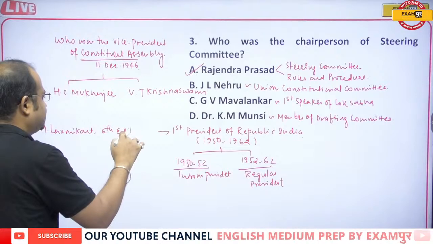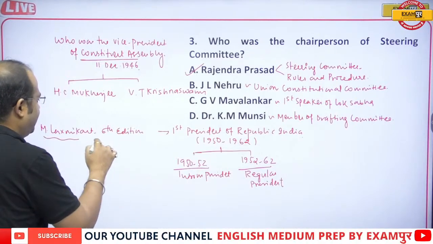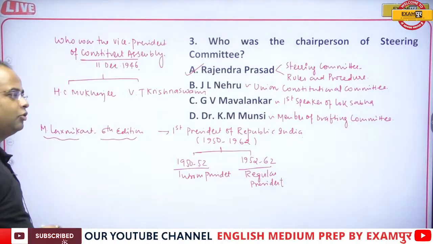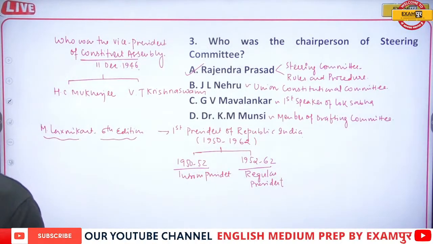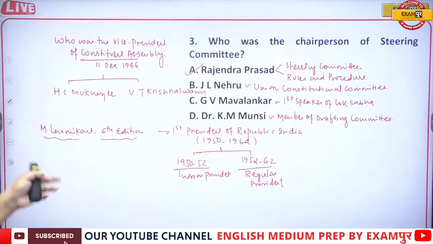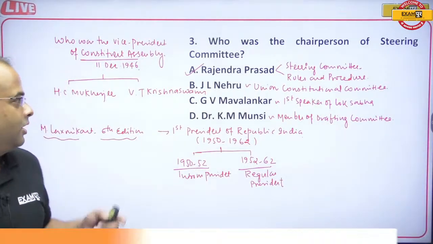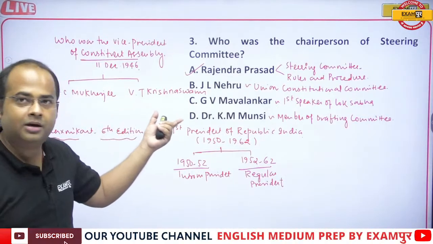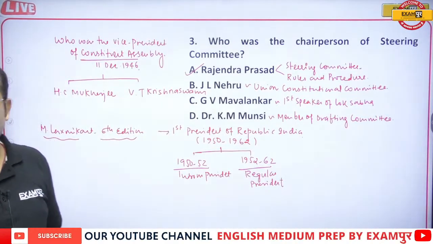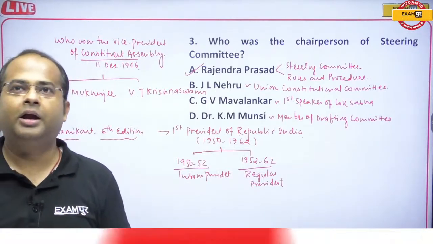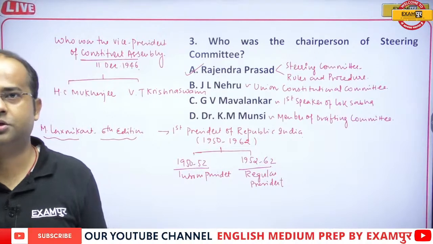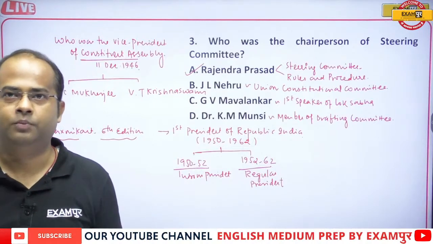6th edition, that is the latest one. There I have read, because in the 5th edition only H.C. Mukherjee was mentioned, and if you read the 6th edition of M. Lakshmikant, there I got the information that there were two vice presidents. One was H.C. Mukherjee and second was V.T. Krishna Swami. So you can note down both the names, because it may be asked how many vice presidents were in the Constituent Assembly, then your answer will be two.